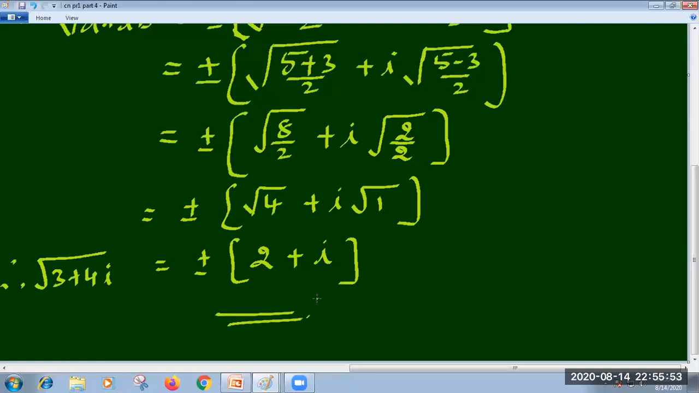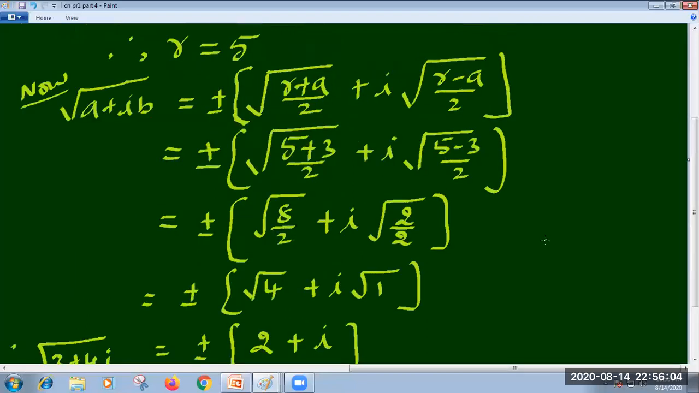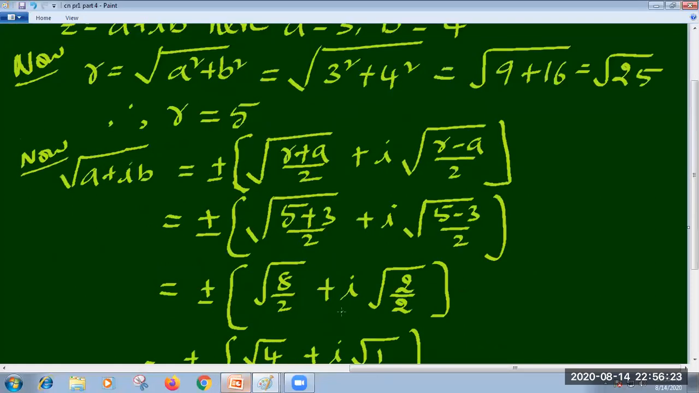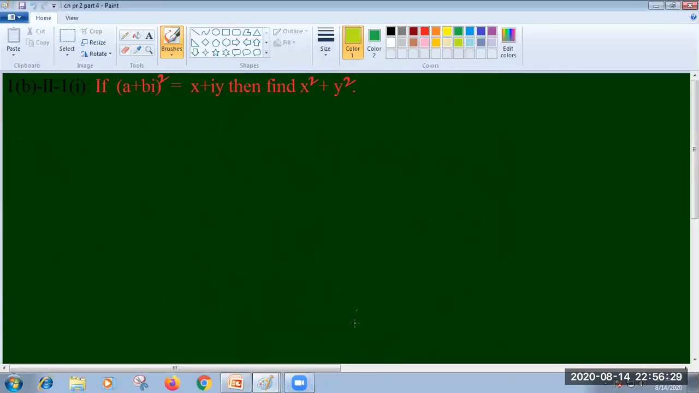So you can practice more number of problems. This is very, very important, how to find square root of a given complex number. Finding the square root is a very important topic in complex numbers. Very, very simple. You practice more number of problems. First write a, b values, then find R value, and then write the formula, substitute R and a, you will get the answer. Next, let us go for some other problem.